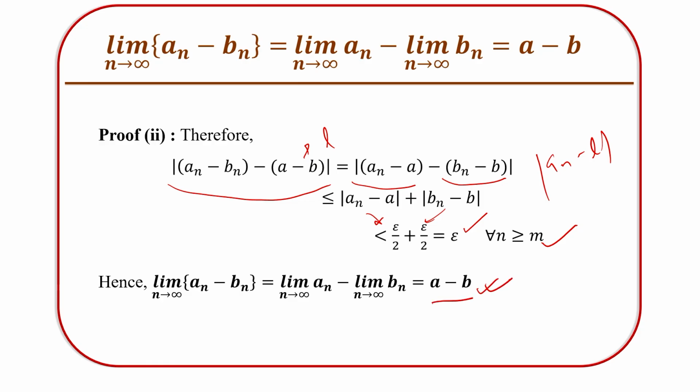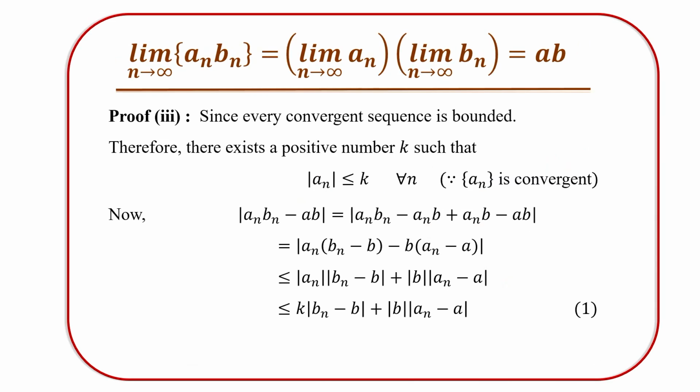We have already proved this. The third one, that is the product of the two sequences, has the limit value as the product of the limiting values, and it is quite tricky. So, you have to be very careful when you are going to prove this theorem. For that product, firstly you must remember the theorem of convergent sequences which are bounded.